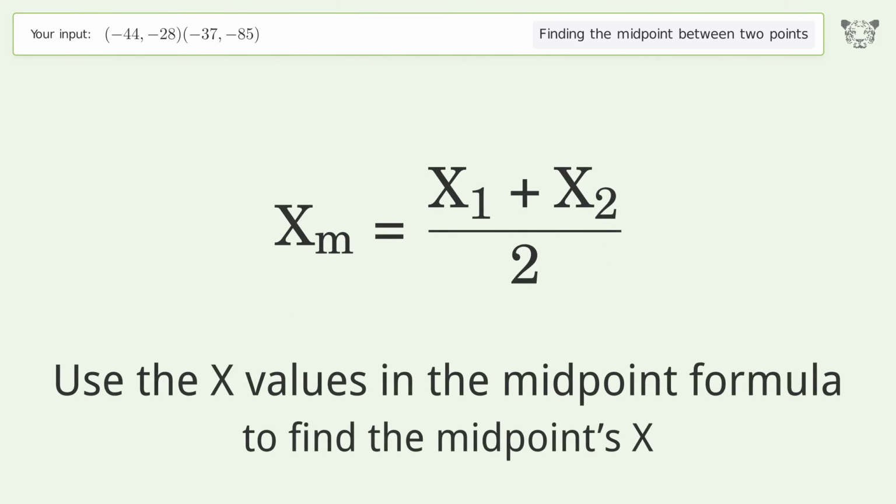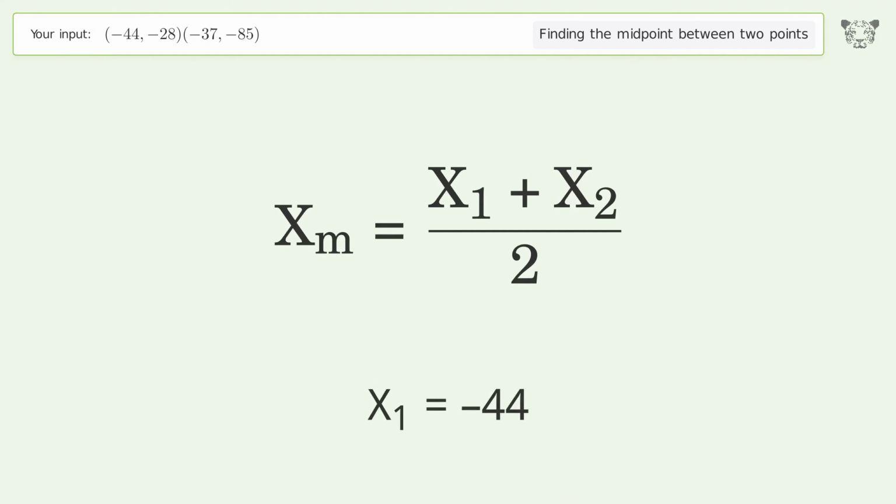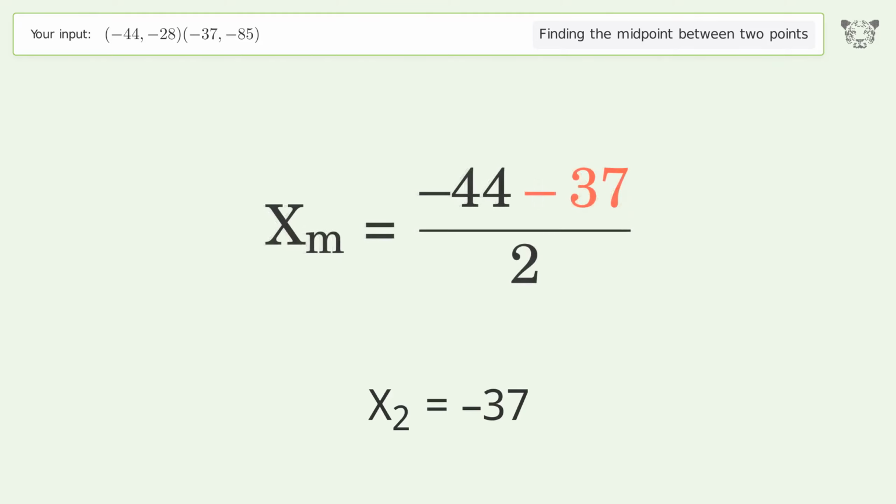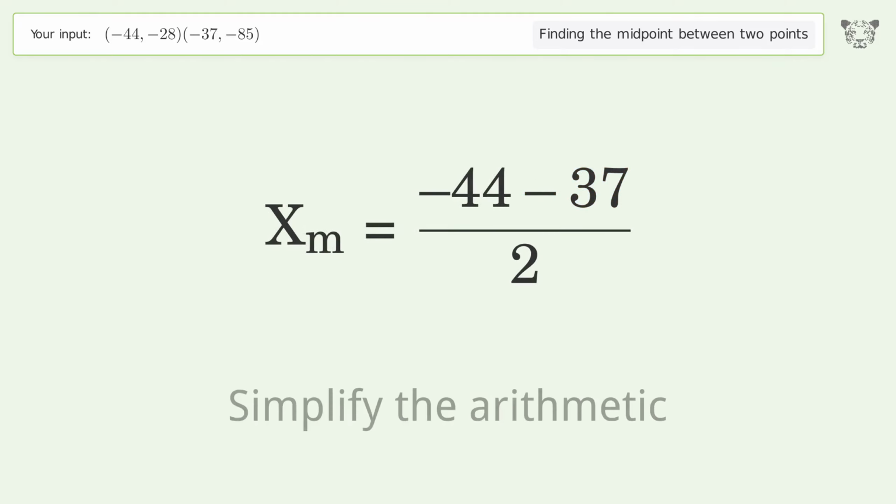Use the x values in the midpoint formula to find the midpoint's x. x1 equals -44. x2 equals -37. Simplify the arithmetic.